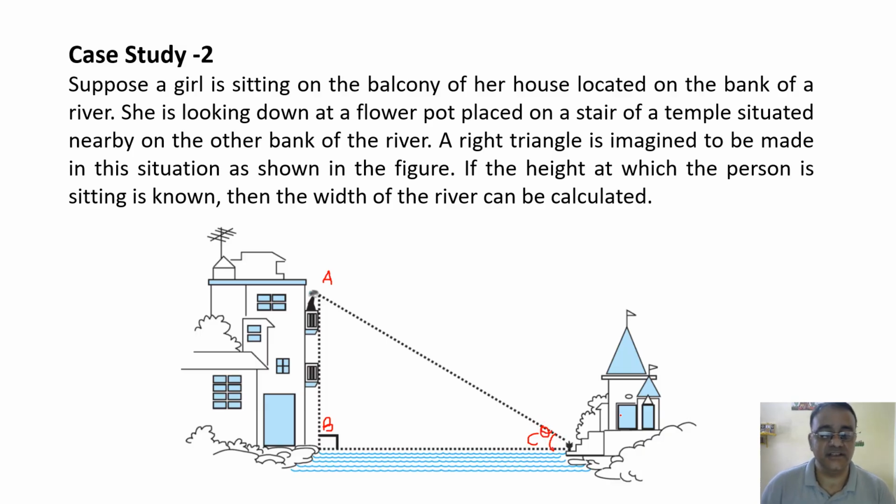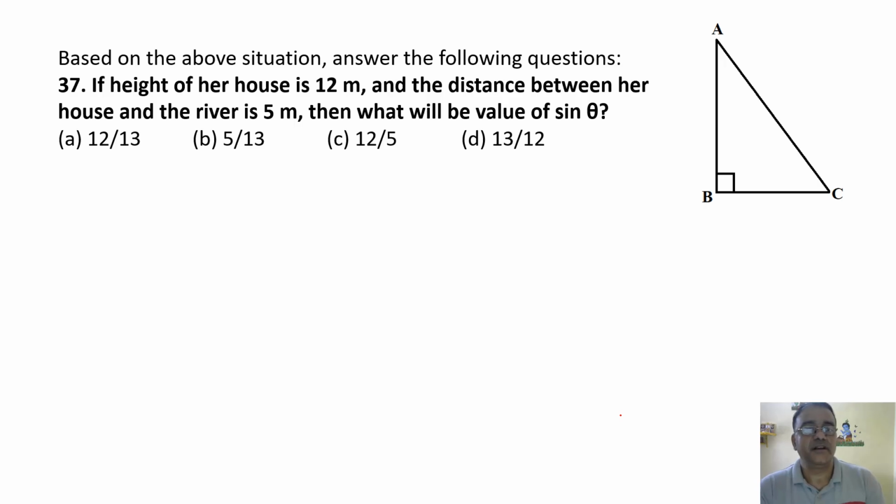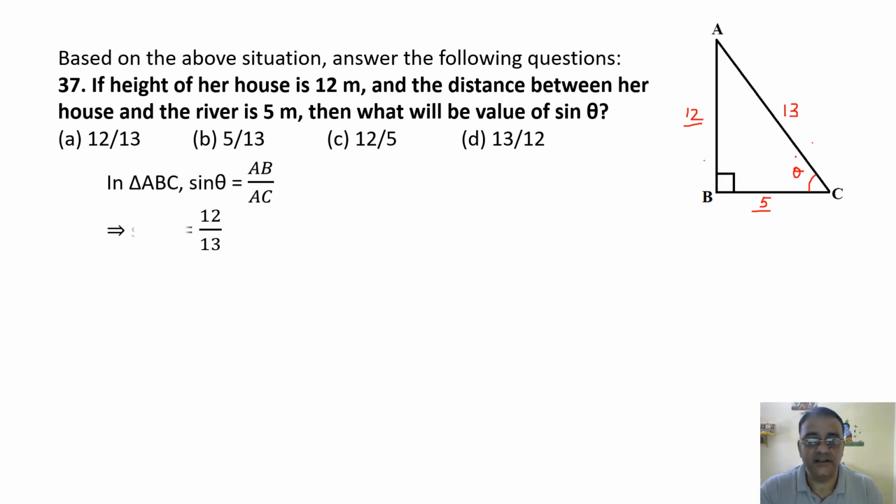Right, now based on this one question is there. If height of her house is 12 meter and the distance between her house and the river is 5, so this is 5 and this is 12. Okay, so then what will be the value of sine theta? This is theta. So how will you find AC? By using Pythagoras theorem. You know the triplet of 12 and 5 is 13, right? So we'll get sine theta is equals to AB upon AC, that is 12 upon 13, and the correct option is option A.